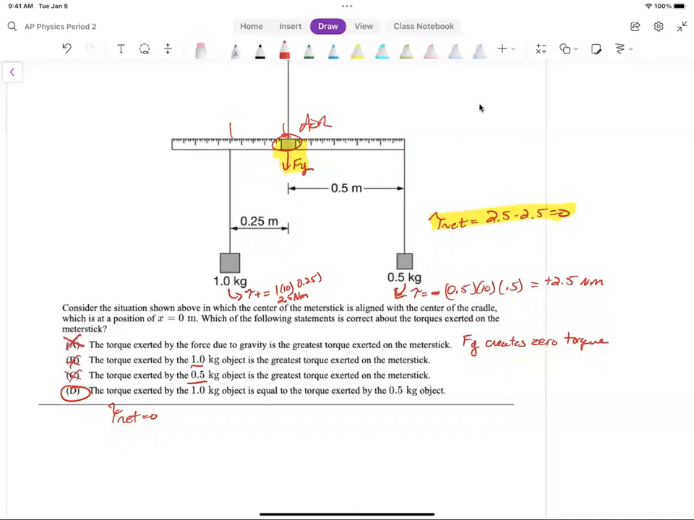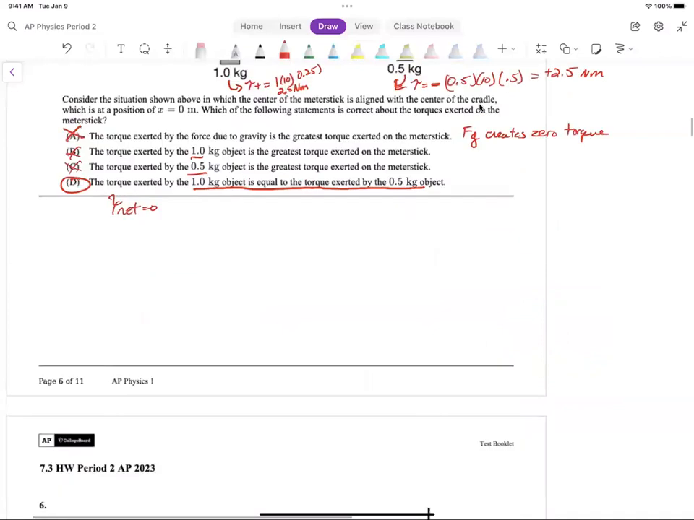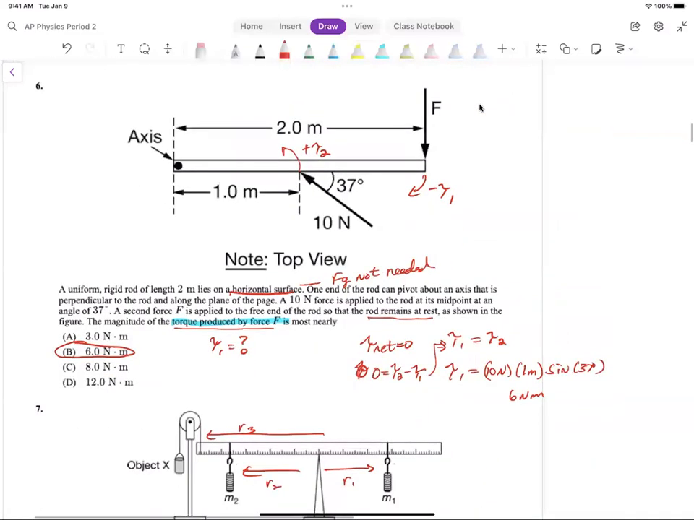This can't be true. The torque exerted by 1 is the greatest torque. No, they actually have the equal torque because they cancel. The torque exerted by 0.5 is the greatest torque. No, it's D. The torques are equal to one another because we found it to be the same, just different directions.